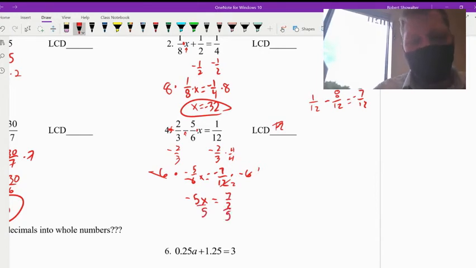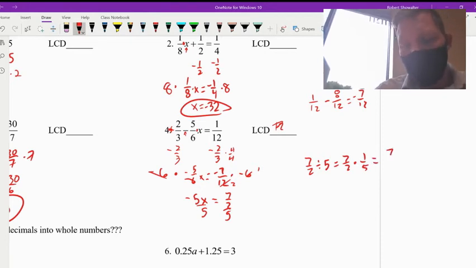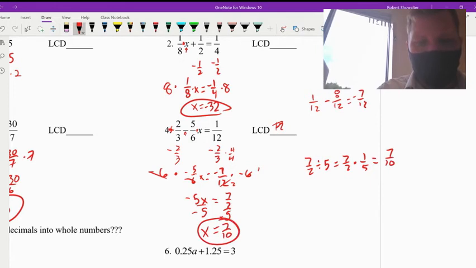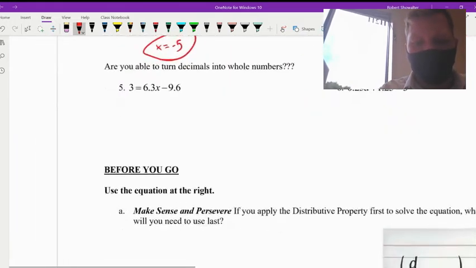Divide by 5, which is the same as multiplying by the reciprocal. Divide by 5, which is the same as 7/2 times 1/5. Multiply through, because they're fractions, 7/10. So -5 actually. So it's going to be x equals 7/10 as our final answer. Keep going here.